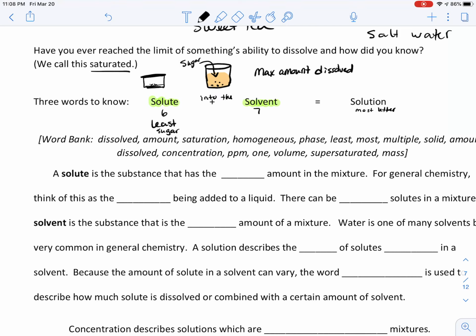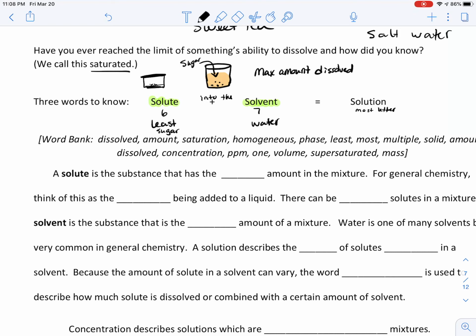Most of the time you're putting the solute into the solvent. In this case, you could say the tea was the solvent, or you could say that water was the solvent. In general chemistry, most of the time it's water. And then the solution is what you get when you stir and stir and stir. Now, if you still have that solid on the bottom, that's totally fine. The solution is just all the liquid around the solid. We kind of ignore that the solid's there.